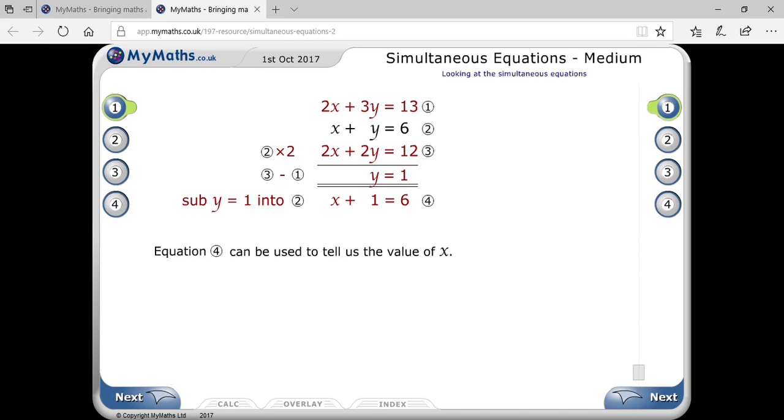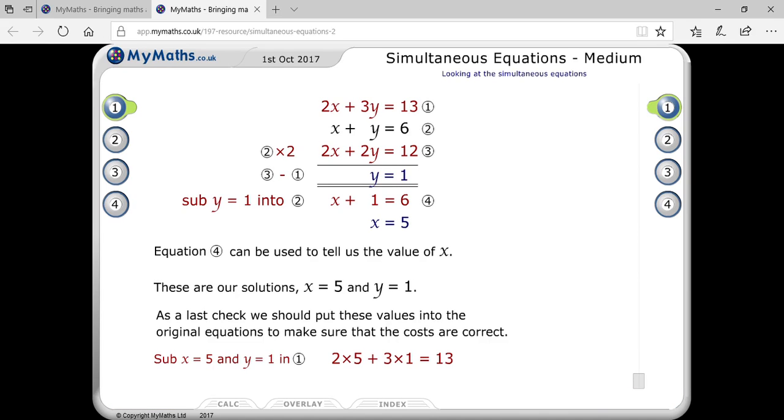Yes. And then when you get the value of y, you can plug in your value of y in any of the equations. So you can see that x plus 1 equals 6, then x equals 5. So now you can understand clearly that one xylophone costs 5 pounds and one yo-yo costs 1 pound. Clear? Yeah. Great.